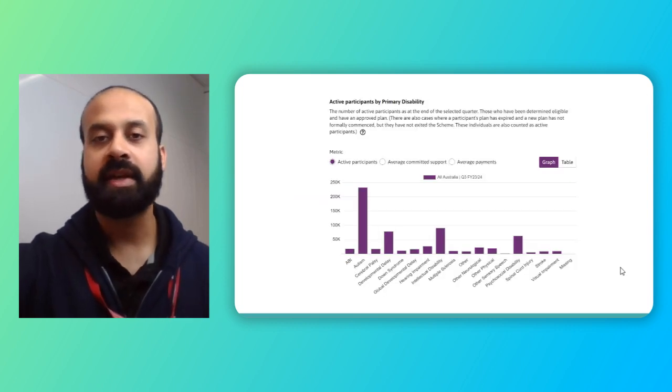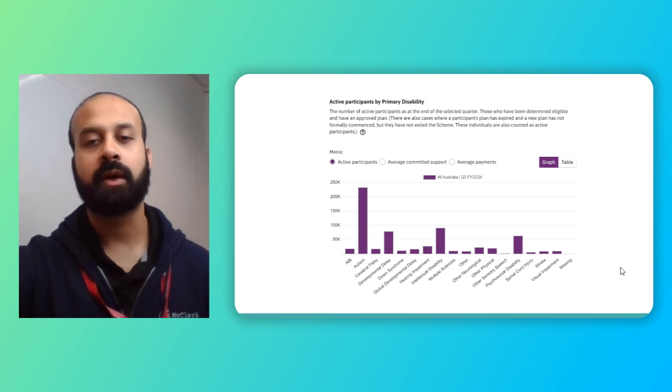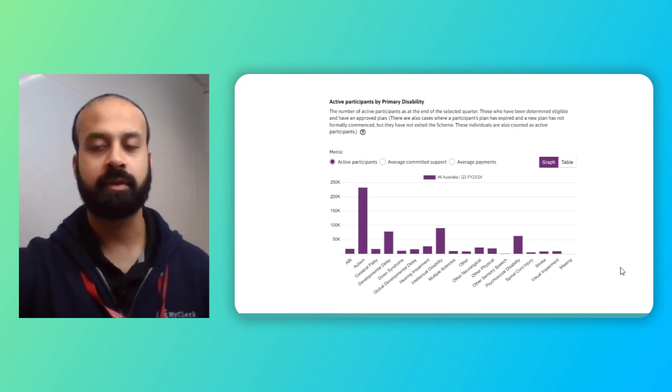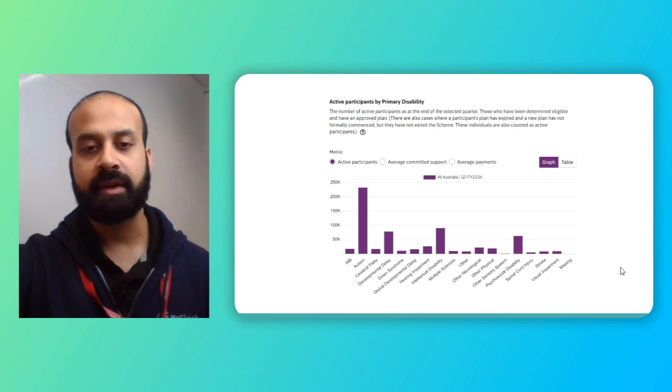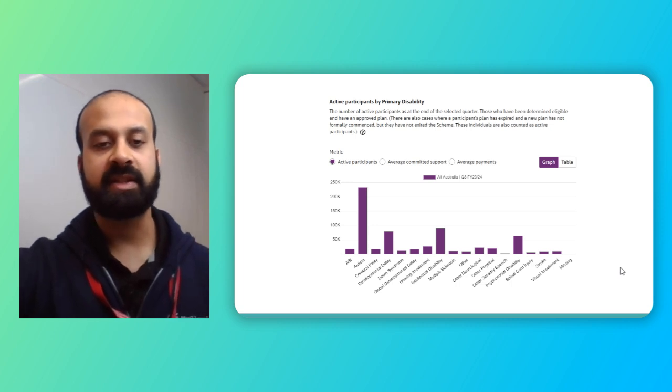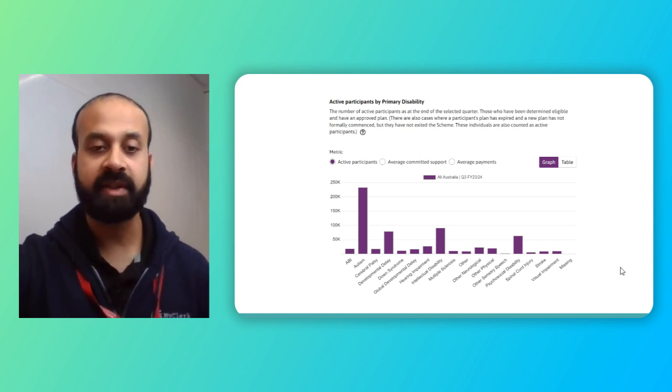And if you're wondering, here's a quick distribution graph or some data to demonstrate the distribution. On the x-axis there, you can see the different disabilities.